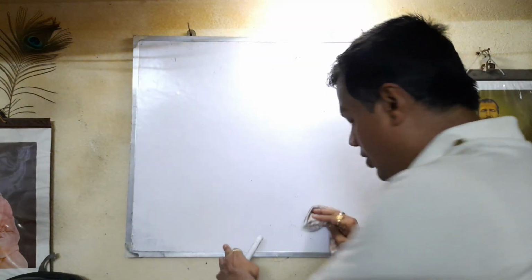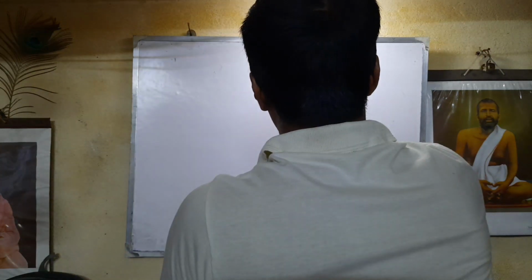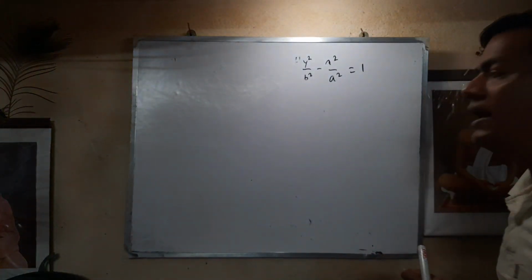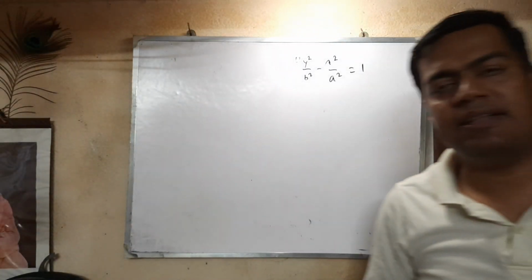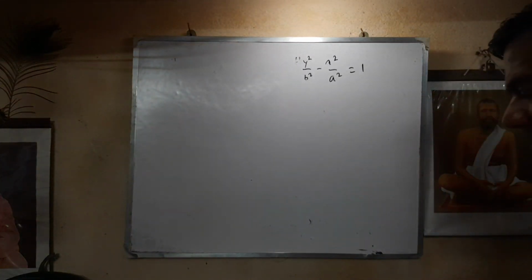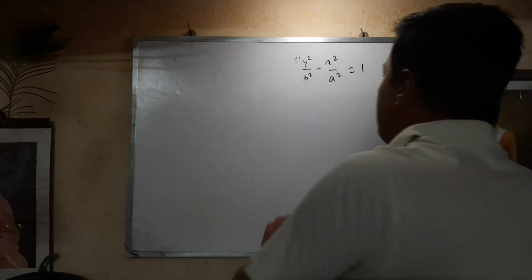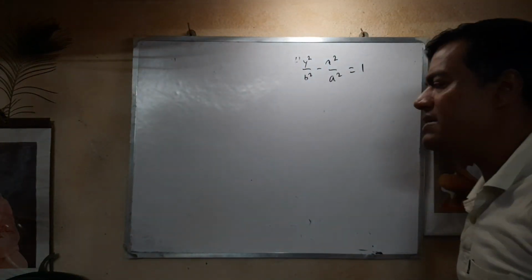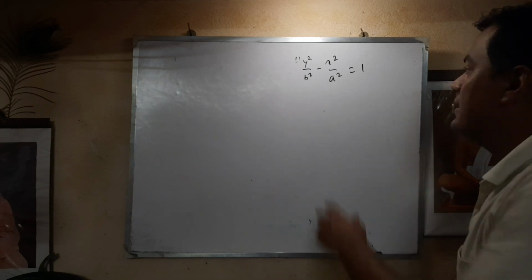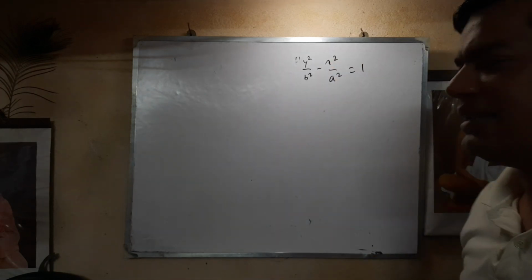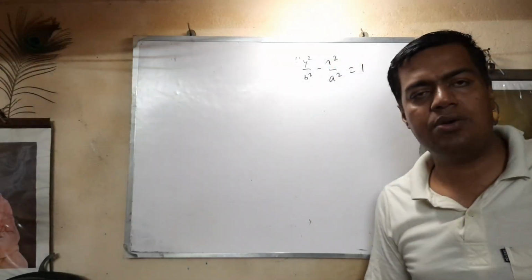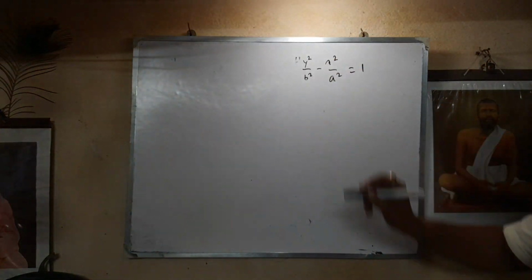Now let the equation of the hyperbola be written in the form y square by b square minus x square by a square equal to 1. It is also an equation of the hyperbola, and like our previous discussion, it also does not pass through the origin, that is x equal to 0 and y equal to 0. Putting this value, the equation is not satisfied.